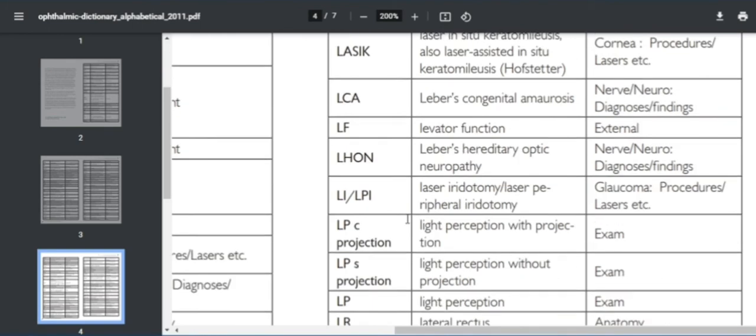Levator function, LF. So I think it's levator palpebrae superioris. That is the muscle that helps in elevation of the eyelid. LHON, Leber hereditary optic neuropathy. These are all neuro findings, neuro ophthalmology. LPI, laser peripheral iridotomy.